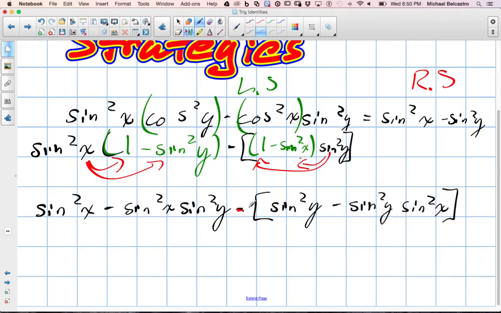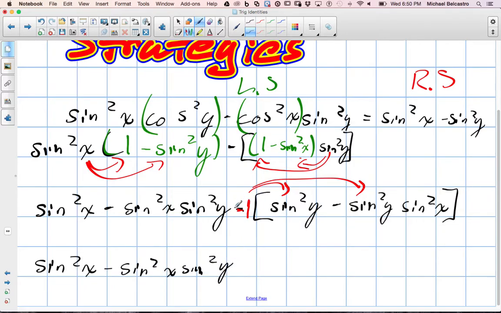Because this is negative, or think of it like it's a -1, we need to distribute that -1 to both of the terms that are in here before we can start to simplify. So everything outside stays the same, sine squared x minus sine squared x times sine squared y. -1 times sine squared y will become negative sine squared y. And then because -1 times this negative makes this positive, so we get positive sine squared y times sine squared x. So we have like terms now.